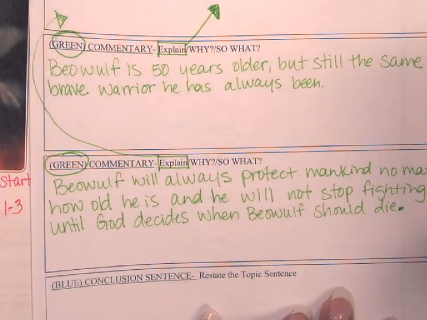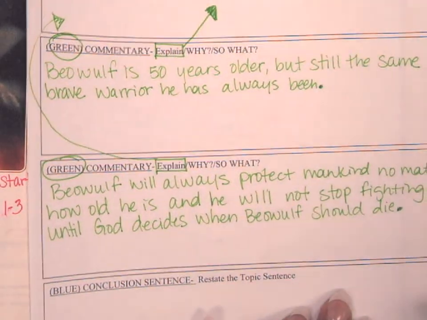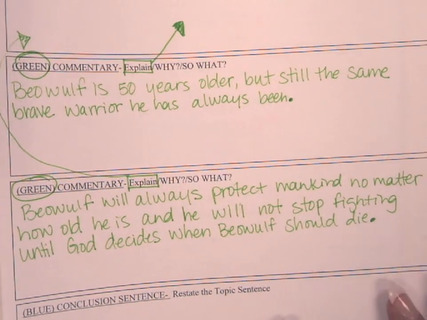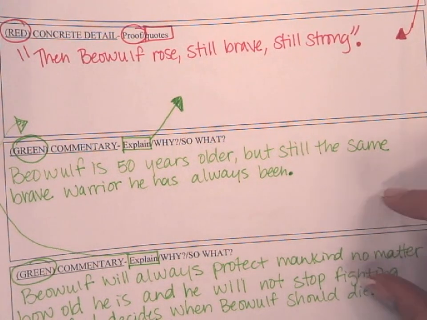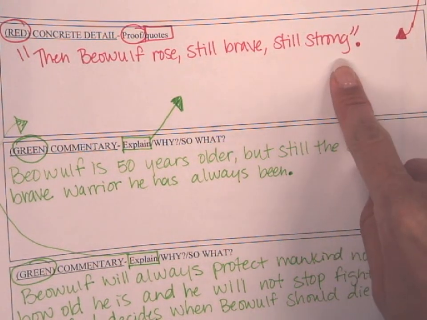Make sure that period's good. Make sure that period up here is good. Okay, so there you go. I've explained it again. Beowulf will always protect mankind no matter how old he is, and he will not stop fighting until God decides when Beowulf should die. So again, both of these green sentences are explaining this quote up here.